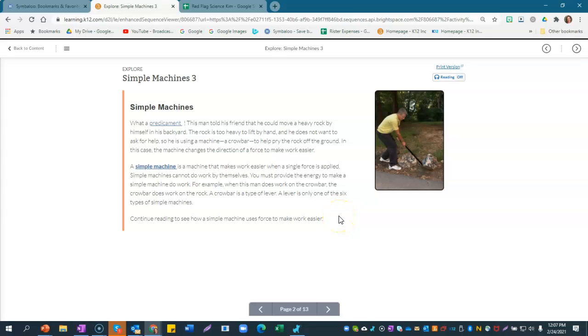Simple machines cannot do work by themselves. You must provide the energy to make a simple machine do work. For example, when this man does work on the crowbar, that means he's applying force. The crowbar does the work on the rock. So a crowbar is a type of lever. So you may want to make that connection in your notes. And a lever is one of the 6 types of simple machines.